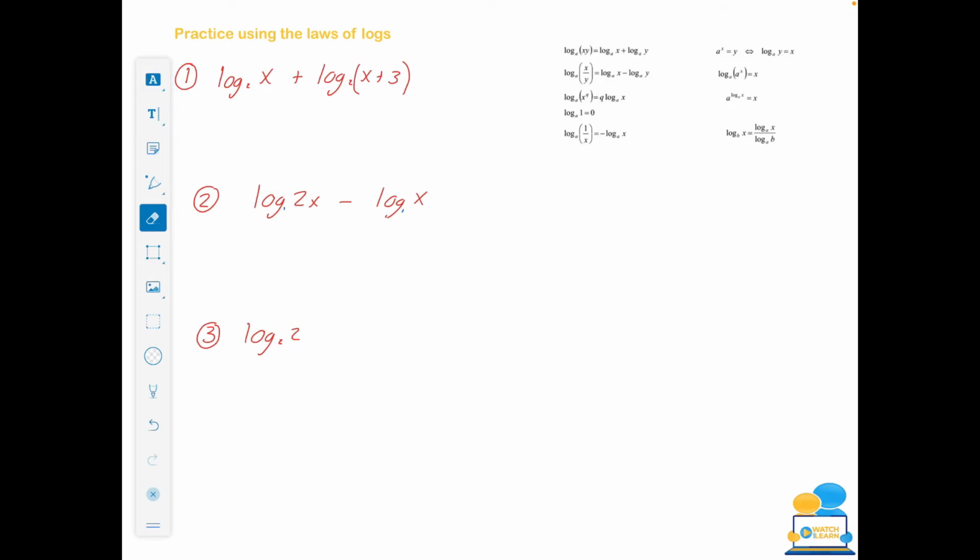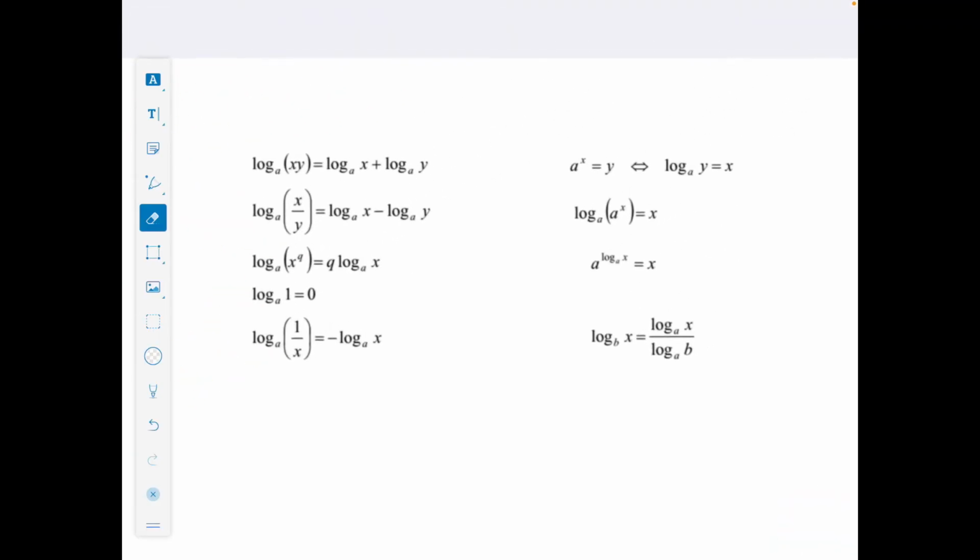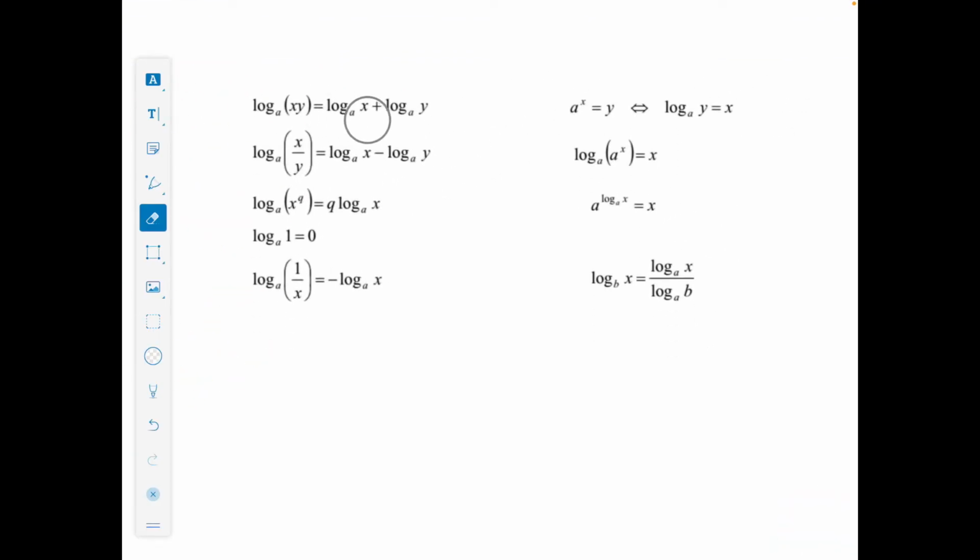Now moving on to logs, we're just going to start with some fairly basic examples again, just using the formulas. So we'll look at the first question. We have log to base 2 of x plus log to base 2 of x plus 3. So you go to your formulas and you say, okay, I have something that looks like this. So what am I going to do?